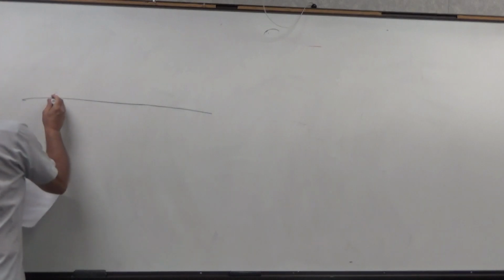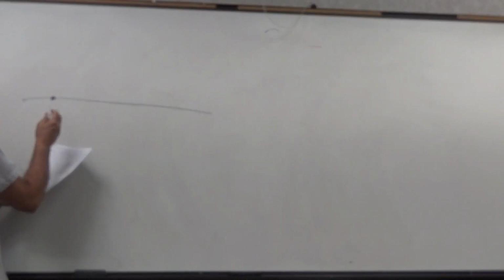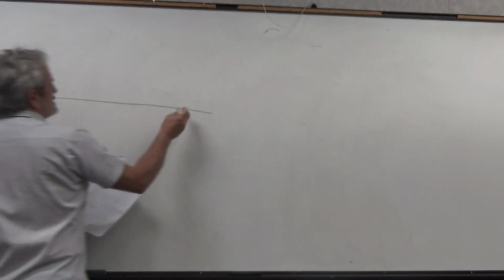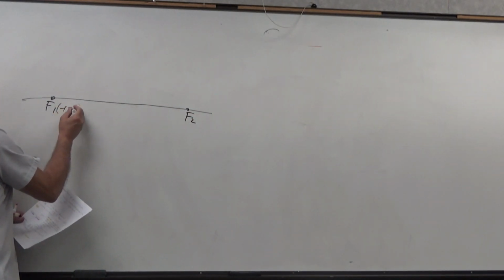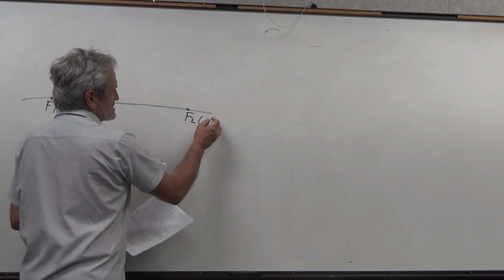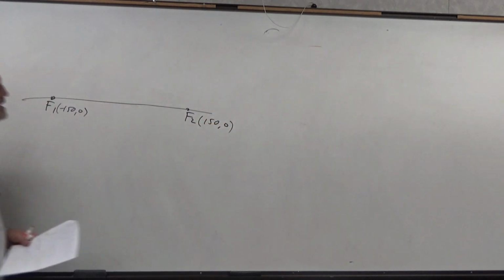We have two stations, F1 and F2, that are 300 miles apart. So this one is just negative 150, 0, and 150. That's our choice of coordinate system.